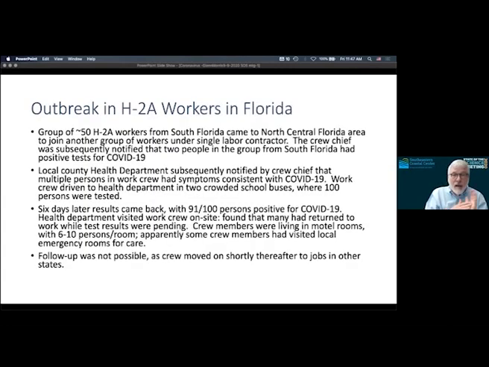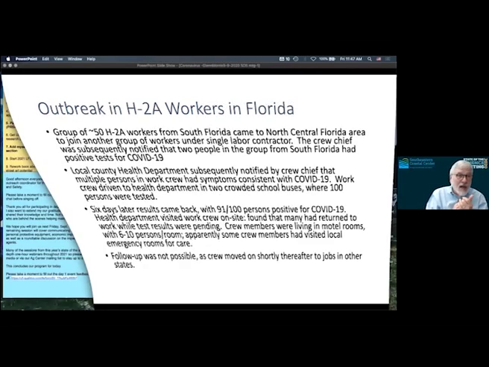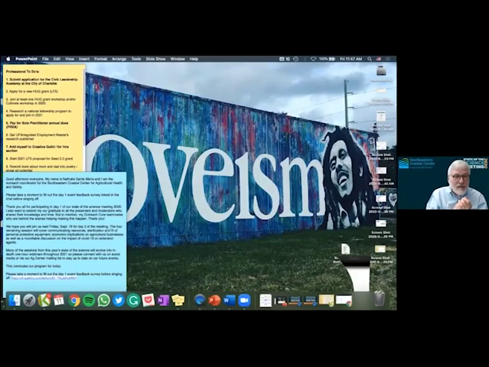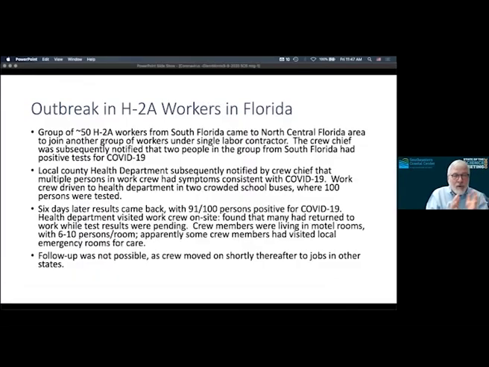Next. And let me just give you an example. These data are publicly available. They were reported in the Gainesville Sun. We had a group of about 50 H2A workers who were working down in South Florida and came up to Central Florida to join another group of workers under a single labor contractor. The total work group was about 120.